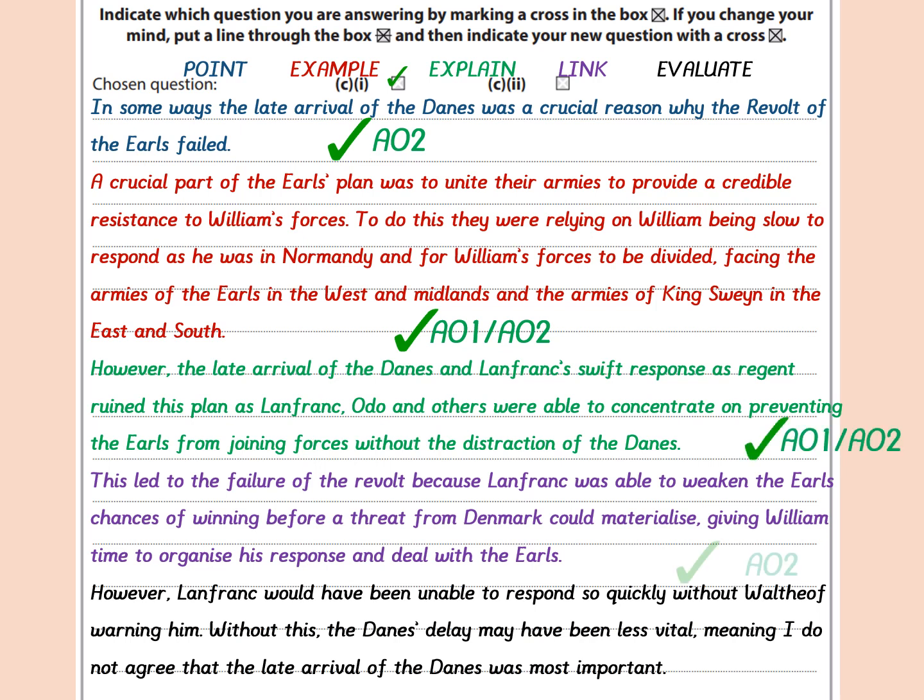Same again in the next paragraph. And it's largely AO2 in the link sentence. This shows that I'm relating it back to why the revolt of the Earls failed. But the really crucial bit here is that evaluation, where I strongly state whether I agree or disagree with this, and I've really given my opinion. How far do I agree?